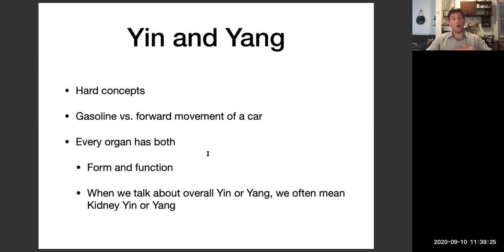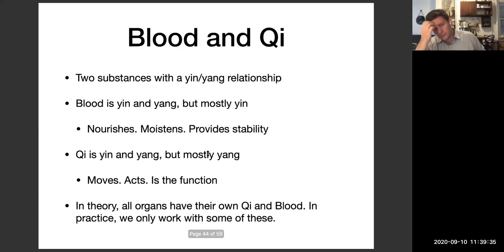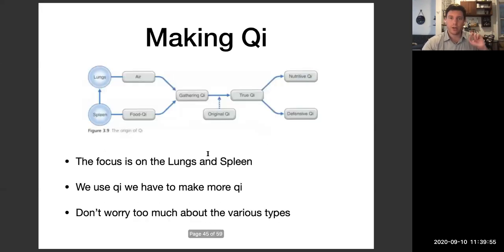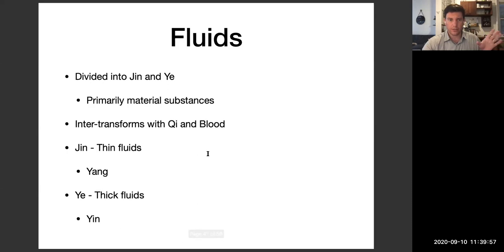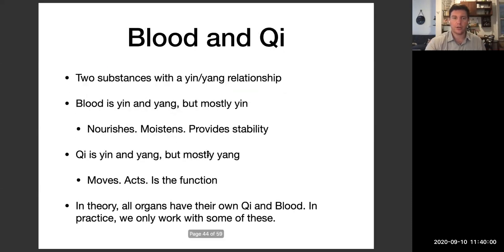When we talk about a person's overall yin and yang, like if I say this person seems very yin deficient, we're generally talking about the kidneys. And we'll get to why that's the kidneys when we talk about the individual organs. When we talk about blood and qi, we're kind of talking about yin and yang again. I'm going to draw this really quick, and of course, normally this would be on a whiteboard in front of the class. I'm just going to mention really quick, there are also fluids. I'm only mentioning that because I'm about to put it on this chart.